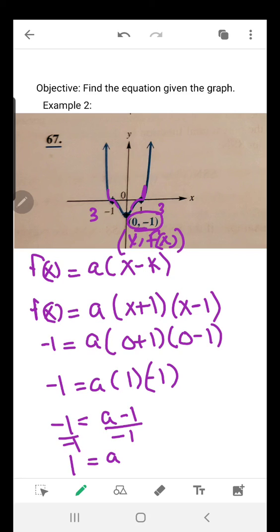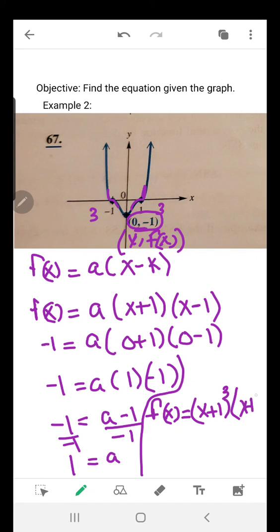Since a is equal to 1, I'm going to write our equation here. So it'll be f of x equals 1 times (x plus 1) cubed times (x minus 1) cubed. And that's our final answer.